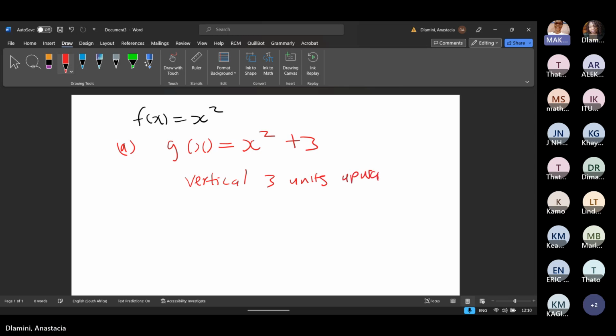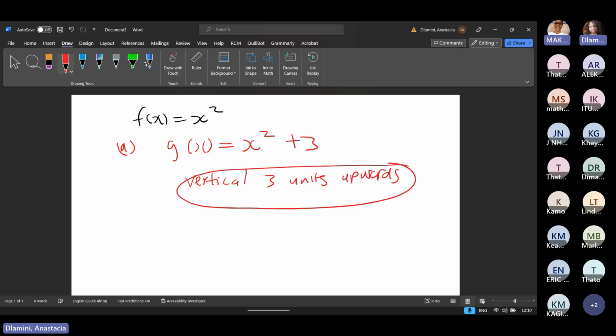I might give you something like this in the test or the exam, and then say this graph is shifted. I might ask you what the transformations are.